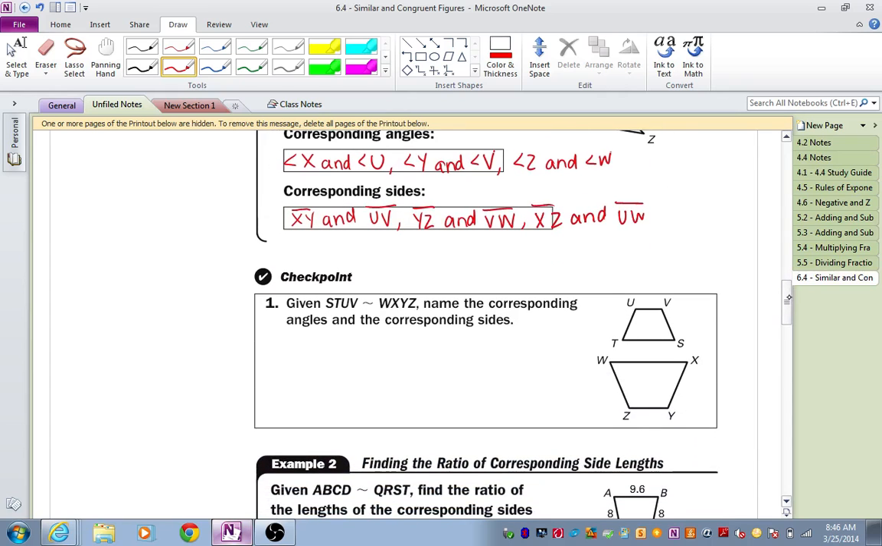So I want you to try the checkpoint. Use the name to help. Just like up here, you're going to list the corresponding angles and the corresponding sides. So pause the video, and when you're ready, hit play again.